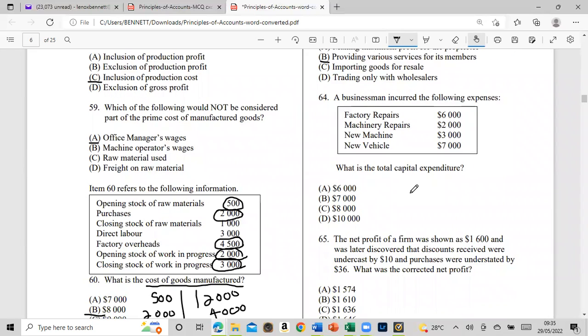All right, so let's move on to 64. It says a business incurred the following expenses. Factory repair, that's $6,000. Machinery repair, $2,000. New machine, $3,000. And the new vehicle, they didn't say motor vehicle, new vehicle, $7,000, right? And it says, what is the total capital expenditure? So that would be the new machine plus the new vehicle. So we're gonna total these, and that would give us $10,000, so 64 is D.